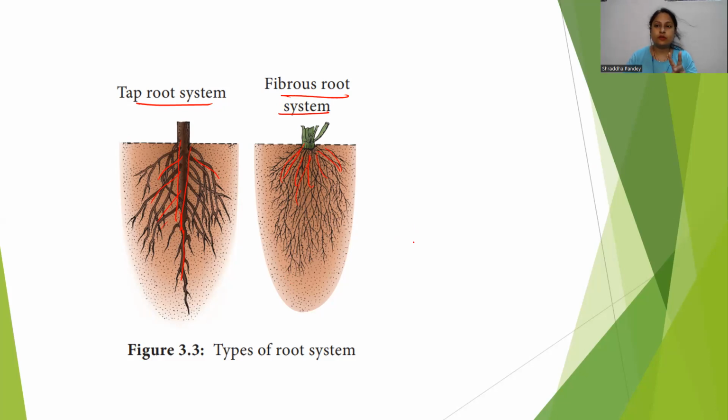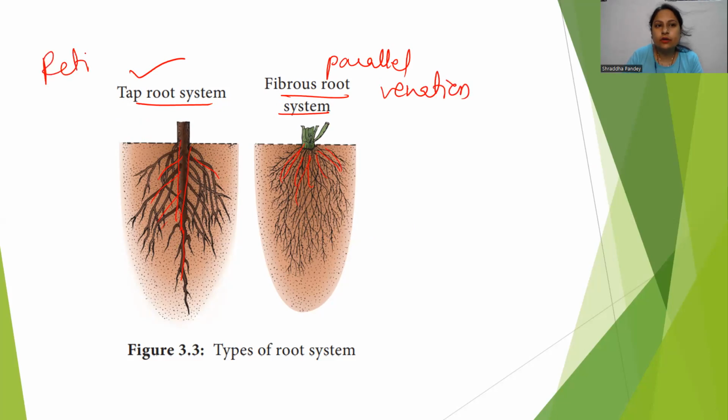As in the leaf, we have seen two types of leaf, so there are two types of root. And these roots and leaves are related. The reticulate leaf you will find in the taproot plant. A plant having taproot will show reticulate venation leaf, and a plant showing fibrous root will show parallel venation leaf. So now you tell me which plant, dicot or monocot, will show taproot or fibrous root.